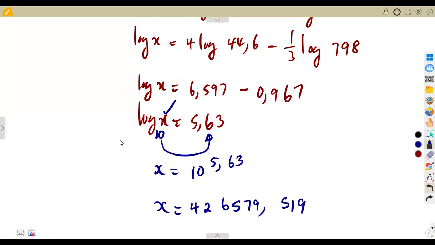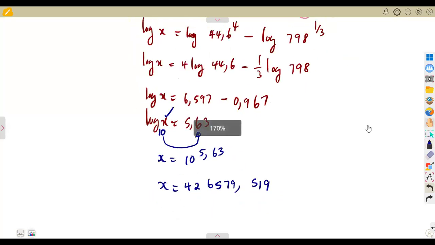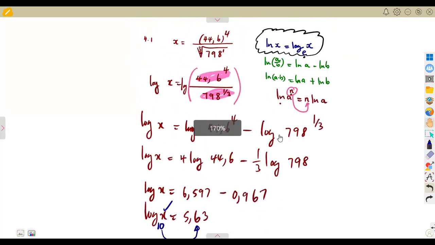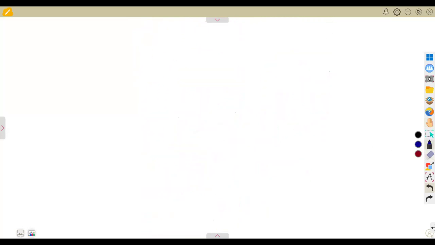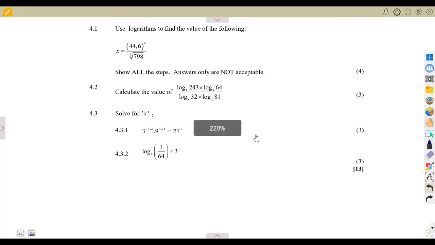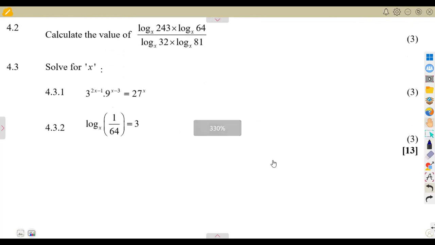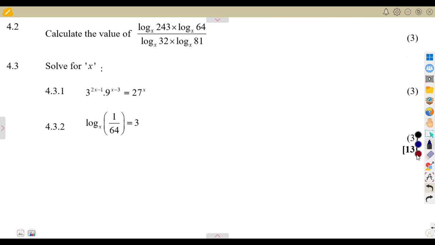So you are supposed to be very, very careful in your simplification. Just work with different questions, try to simplify different questions. That is the best way to improve your simplification. All right, so that was our question 4.1. As you can see, we had different ways to use, like you can use a log, or you can use a ln.